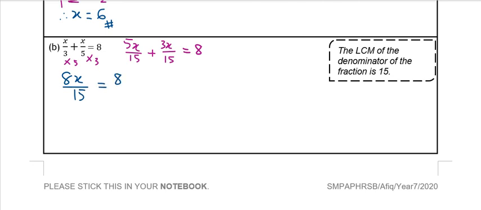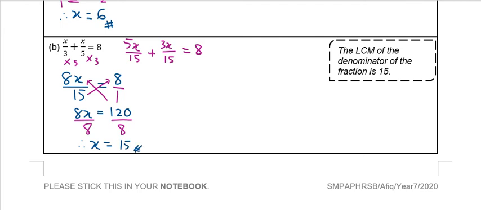The same idea applies. Since 8 is 8 over 1, I'm going to use the cross multiplication method. So 8x times 1 is 8x. And then 8 times 15: 8 times 5 is 40, 8 times 10 is 80, 80 plus 40 is 120. So this one can be solved straight away by dividing by 8. Therefore your answer, 120 divided by 8, will be 15. So that's the answer for part B.